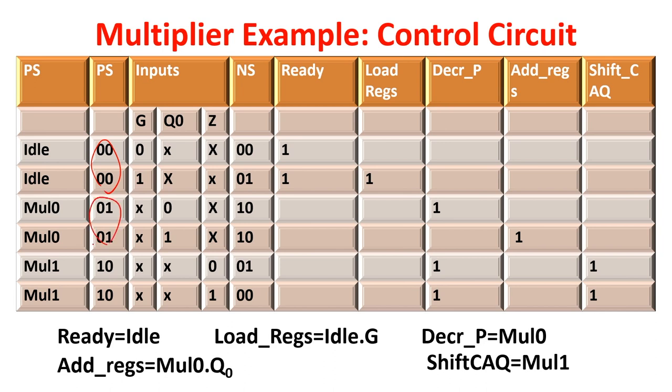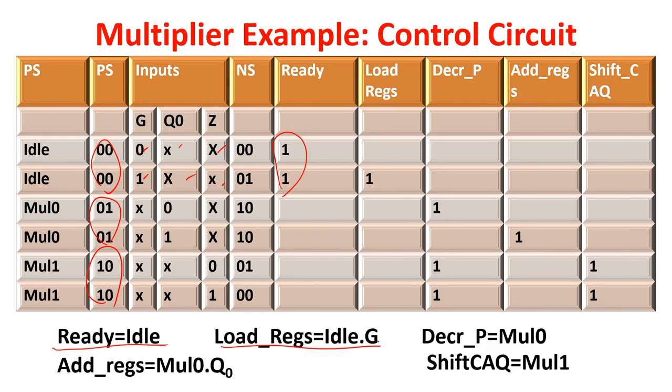So, this is the control, and this controller we can generate. How many states do we have? We have 3 states: one is the idle state, this is for idle, this is for MUL0, and this is for MUL1. From the idle state, G can be 0 or 1, and we do not care what the value of Q0 and Z is. If it is in idle state, then it is ready, and with one load register, in state idle and G equal to 1, in this case it is load register. Initializations are not there in this case, but initializations can also be done.